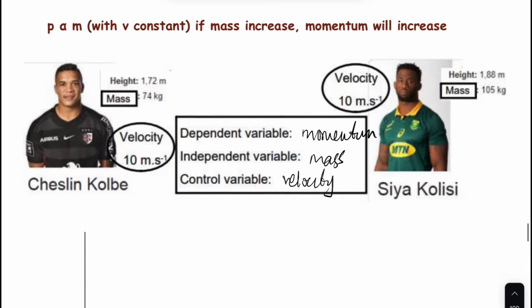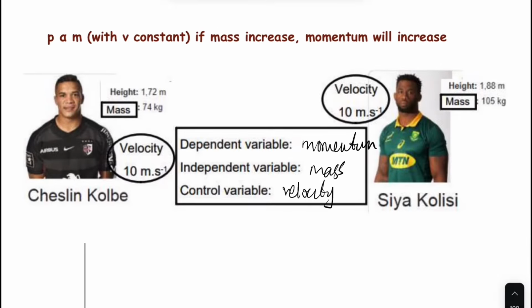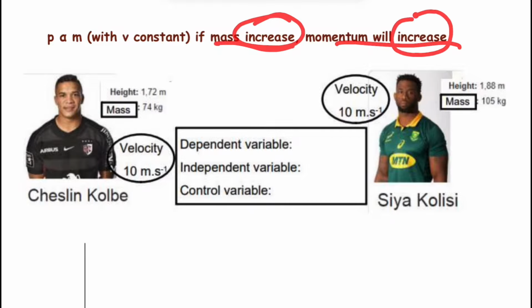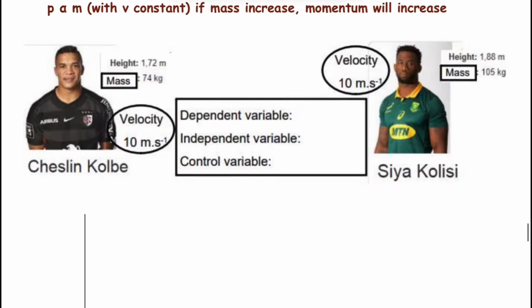Now let's look at another example. Here we have two rugby players, Cheslin Kolbe and Siya Kolisi. Now we're going to look at the relationship between momentum and mass while the velocity is constant. The relationship between momentum and mass is directly proportional. Greater mass, greater momentum. Increasing mass, increasing momentum. Doubling the mass, you double the momentum. They have a direct relationship as well.